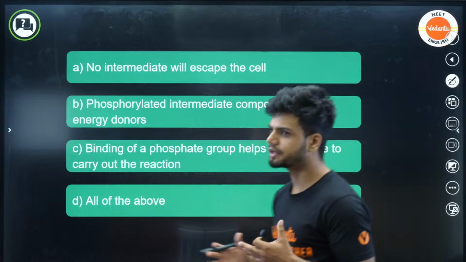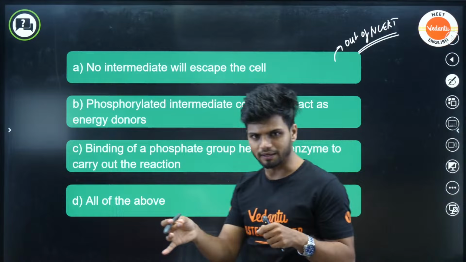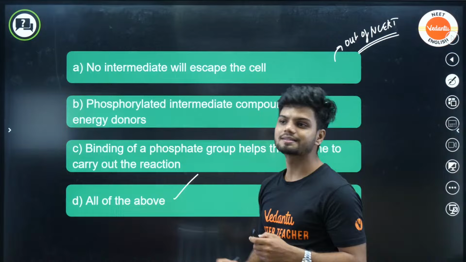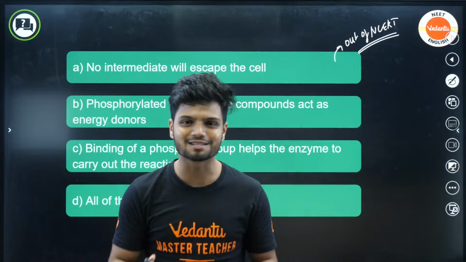Can anyone tell me which can be the option here? This is a little outside your NCERT, but to understand the concept, you should understand this. The answer is very simple. It is actually all of the above. Students, I'll tell you why. Your glycolysis is happening in the cytoplasm.